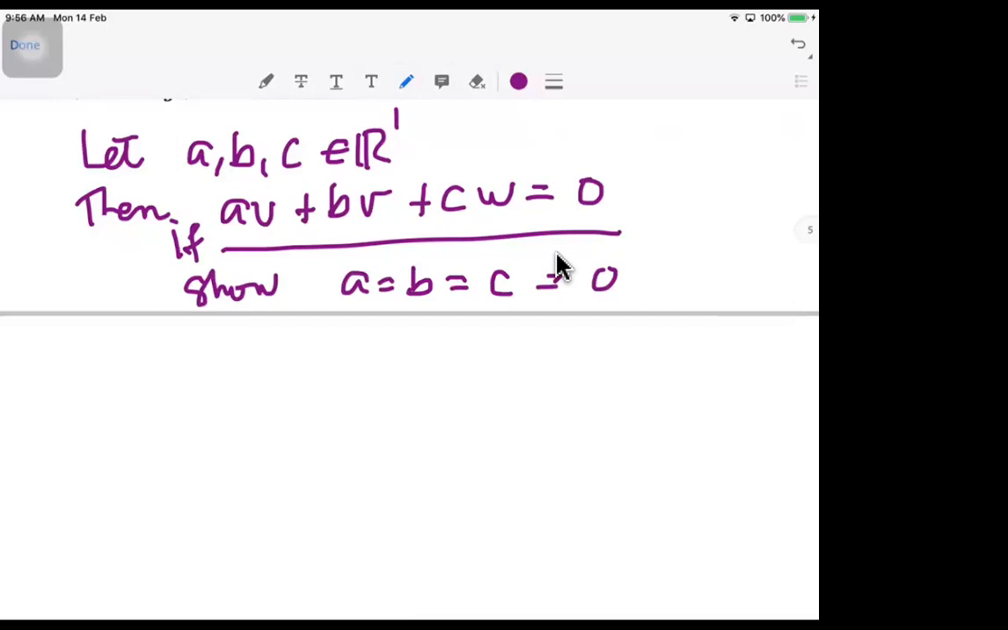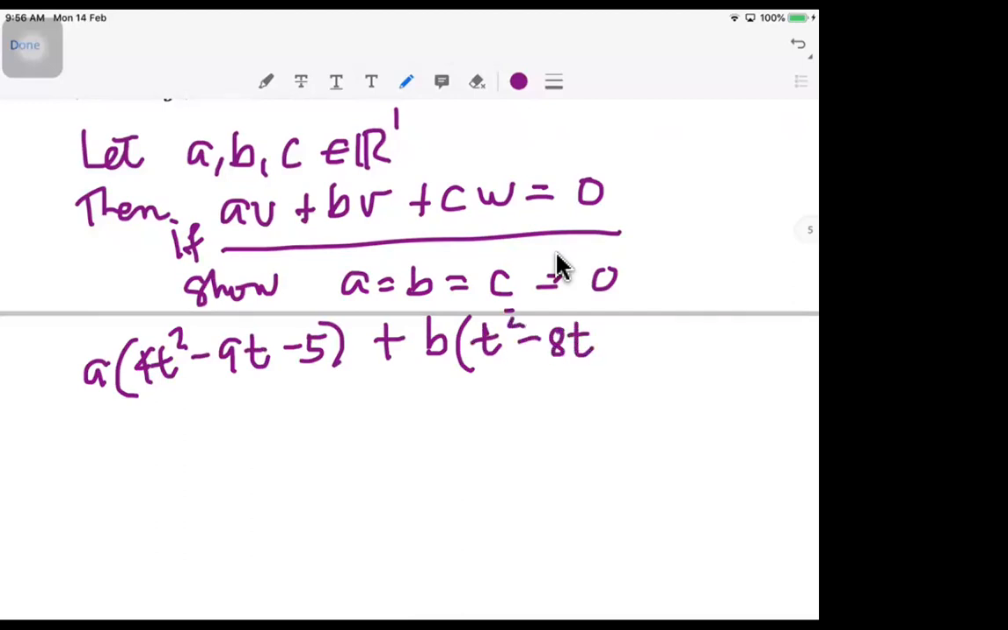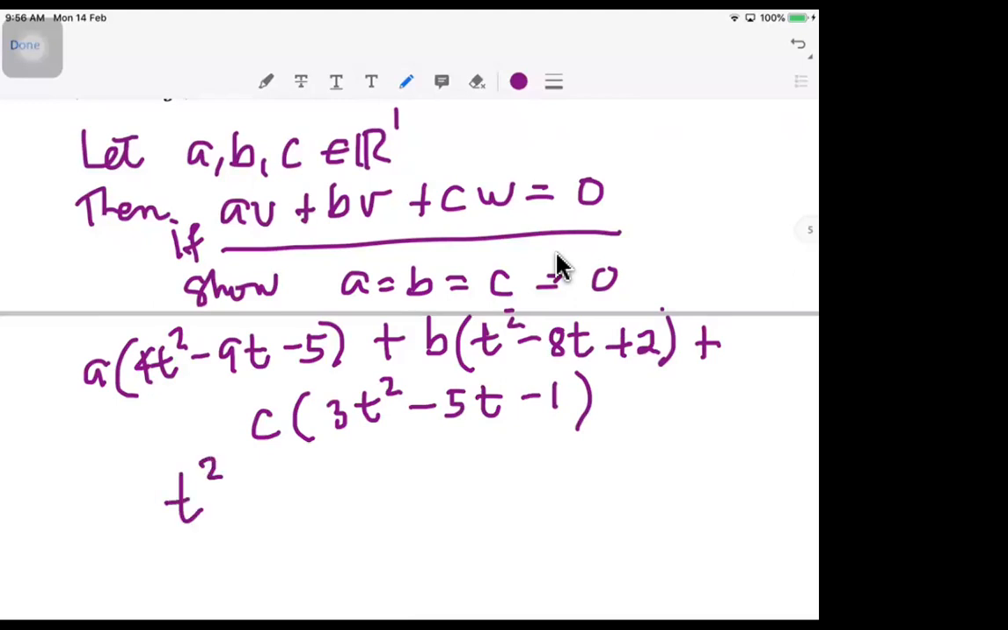So we have A times U, 4t squared minus 9t minus 5, plus B times V, t squared minus 8t plus 2, plus C times W, 3t squared minus 5t minus 1. Then combine all the t squared terms. What is the coefficient of t squared? 4A plus B plus 3C.